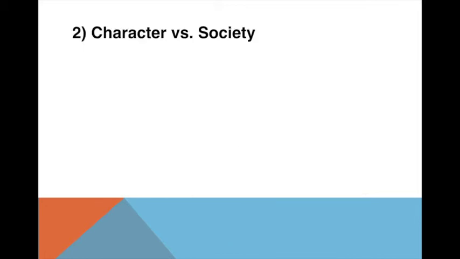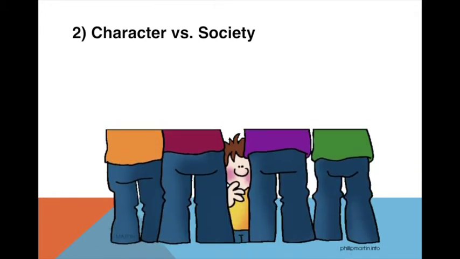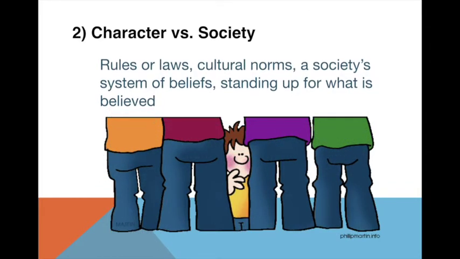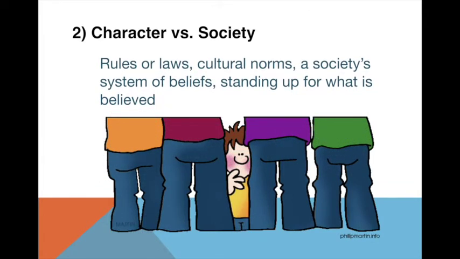The second type of conflict is character versus society. Usually, there's a set of rules, laws or cultural norms, a society's system of beliefs standing up for what is believed. So there's a set of cultural values which have been established within a group or time period, and what basically happens is that a person is against them. He doesn't agree with them, so he therefore stands up against them.